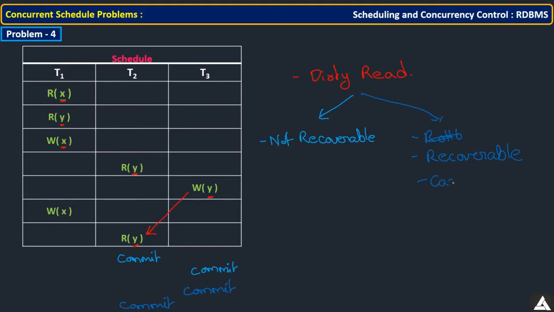So that is a cascading schedule. This is a cascading schedule, and it is not a strict schedule because you have a dirty read operation. So not a strict schedule. So this is what problem 4 is.